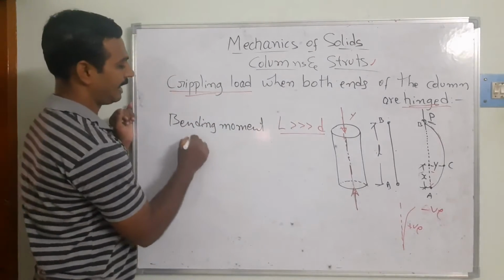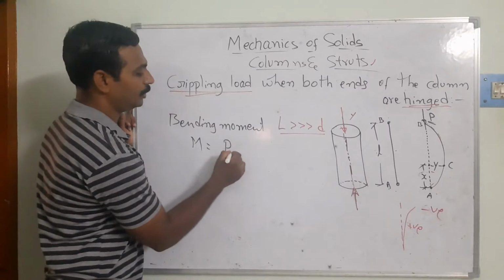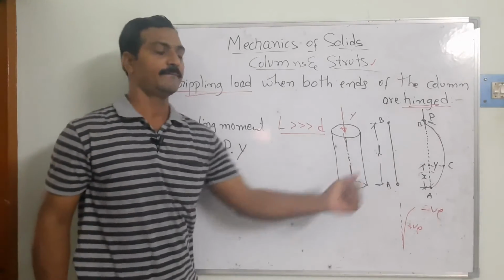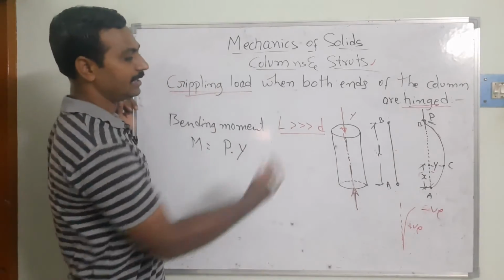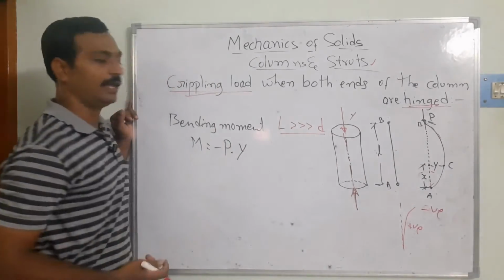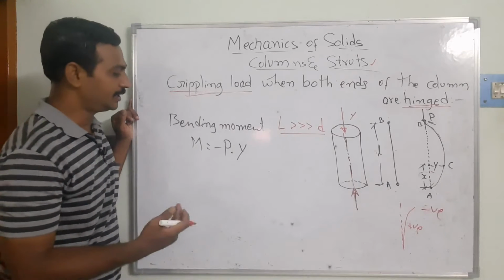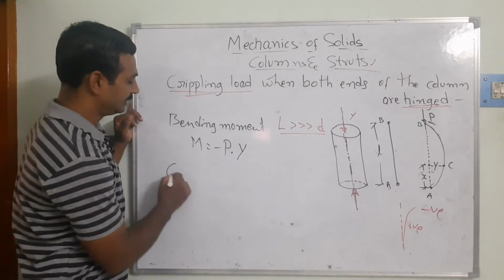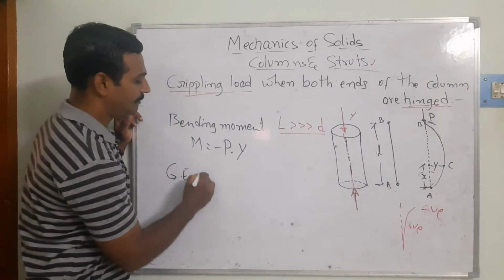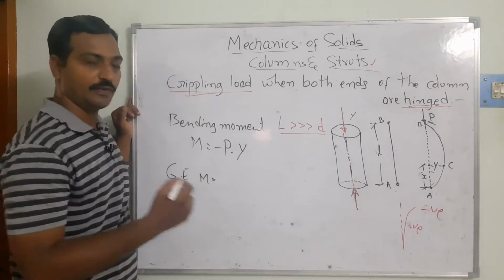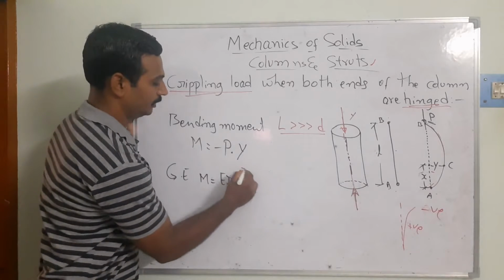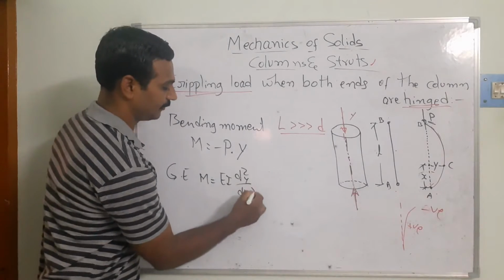The bending moment M is equal to P into, what is the distance? That transverse distance is nothing but your deflection, and since it is taking the concave shape, it is called minus. And after that, I am going to take the governing equation. What is the governing equation here? That's M is equal to EI into d square y by dx square, which we derived in the deflection of beams.